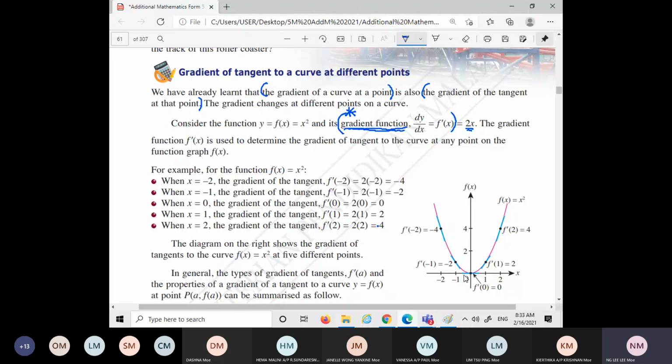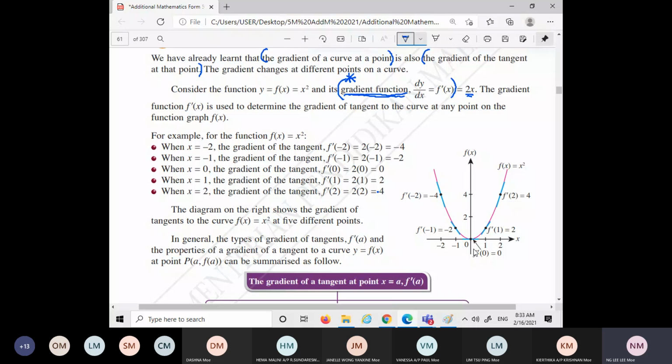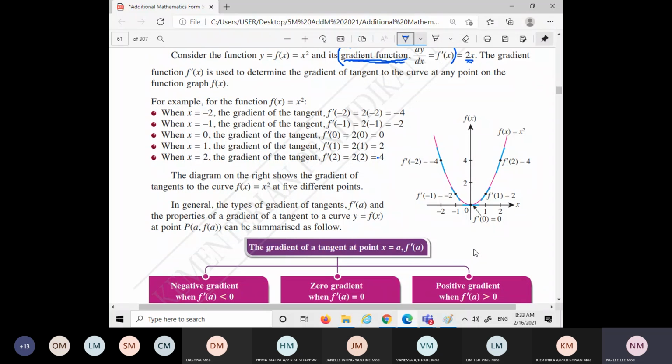Now you look at this graph. When x is -2, the gradient is -4. So when x is -2, the gradient is -4. You can see the light blue color line. That is the tangent, the gradient of the tangent.